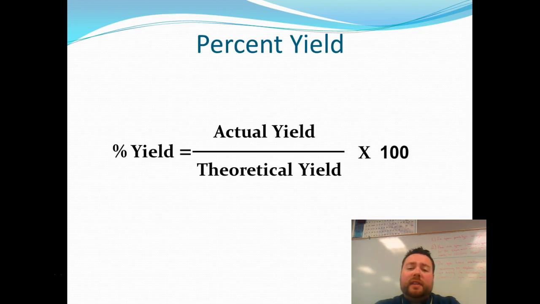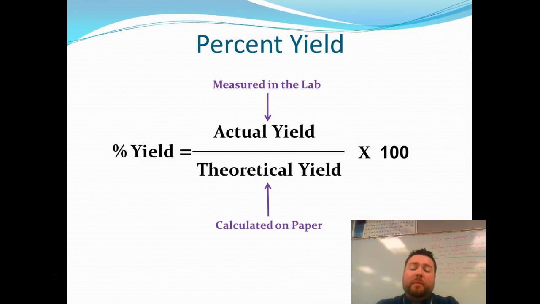The only difference is that the actual yield is coming from the lab experiment. So you're saying that this is exactly how much I was able to recollect, and I'm measuring that on a scale. The theoretical yield is what you figured out on paper, that you were able to go through and mathematically calculate this is how much I should have gotten. So theoretically, I should have gotten this much product, but I actually only got this much product. And so when you divide that, then you're able to get a percentage.